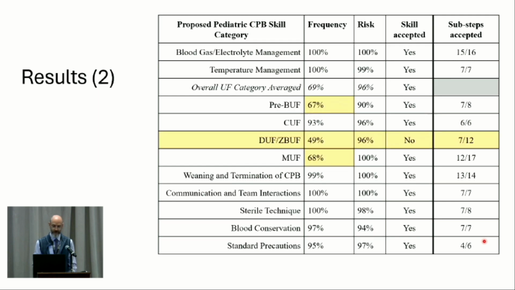The second half of that table gets us to the only deviation in the data, and that is there's a category of ultrafiltration that was blown up into four different flavors of ultrafiltration. And you see continuous ultrafiltration. Everybody does it almost all the time. But there were a little bit lower responses to pre-bypass and MUF. And this, by one percentage point, didn't make it into the fundamental skills category.